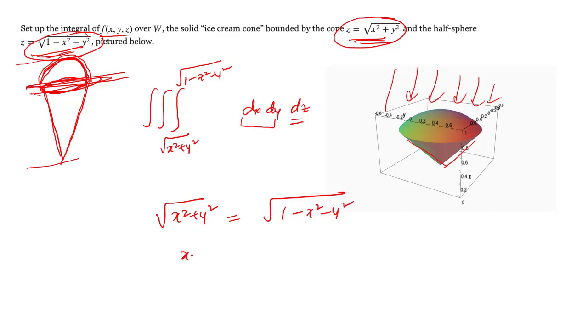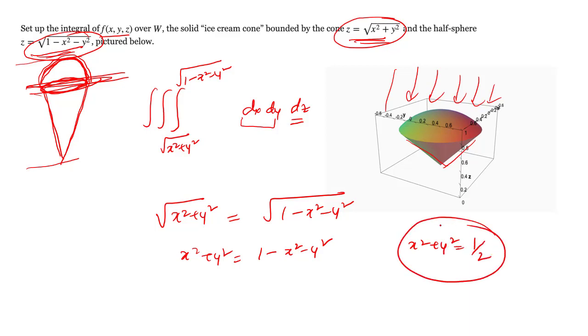This means x squared plus y squared is equal to 1 minus x squared minus y squared, right? Then I can write this as x squared plus y squared is equal to half. You can see that this is an equation of a circle with radius 1 by root 2. And that's what we are seeing here. So this shadow region is essentially described by x squared plus y squared is equal to half, which is a circle.